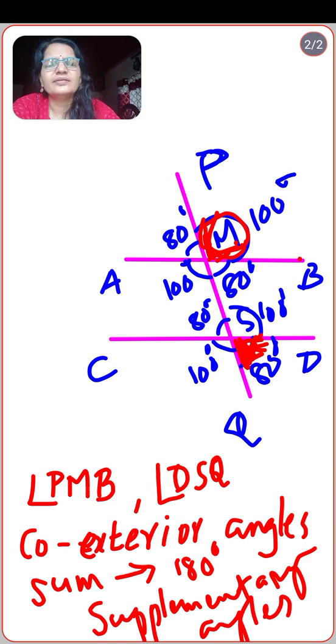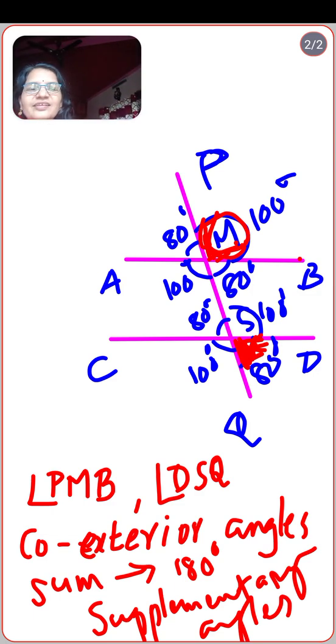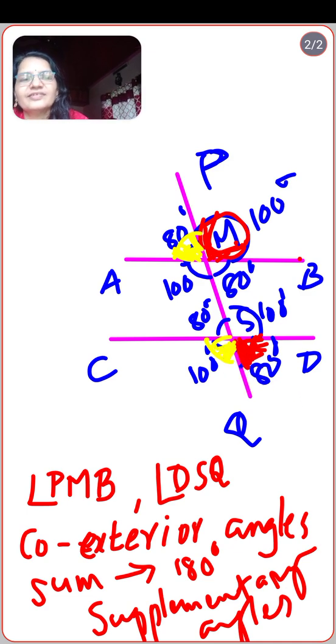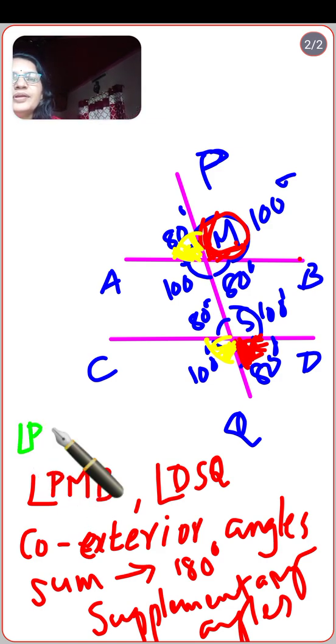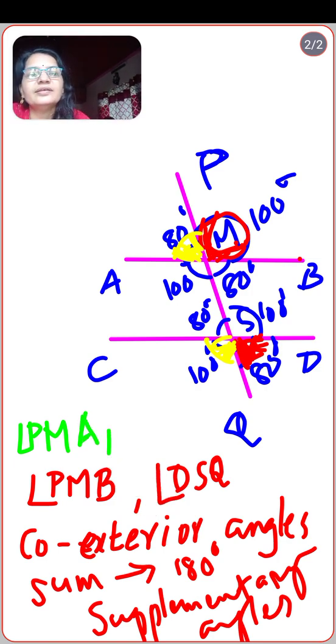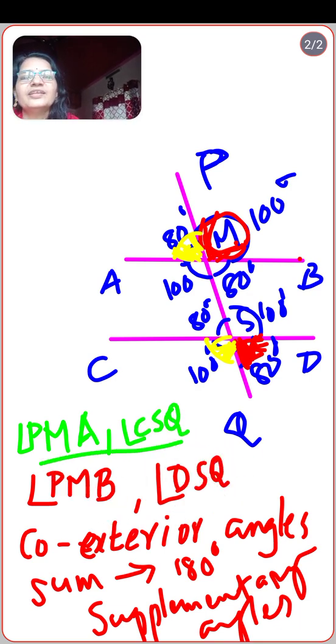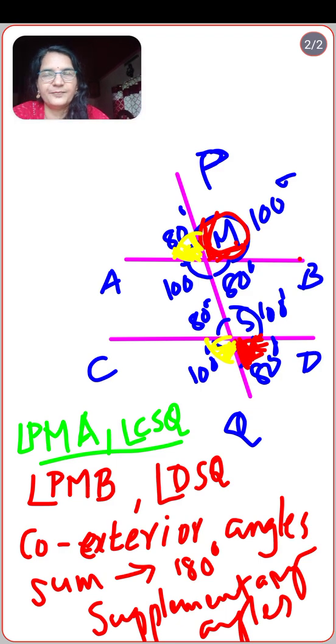Is there any other pair of co-exterior angles? Yes. This 80 degree angle, this one, its pair is here, this one. Let me write their names here. Angle PMA and angle CSQ. Another pair of co-exterior angles.